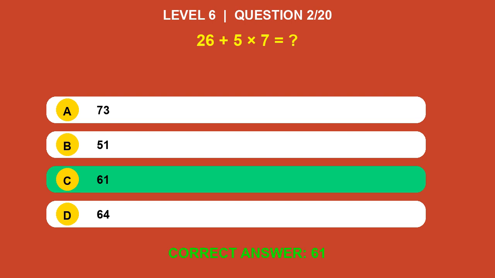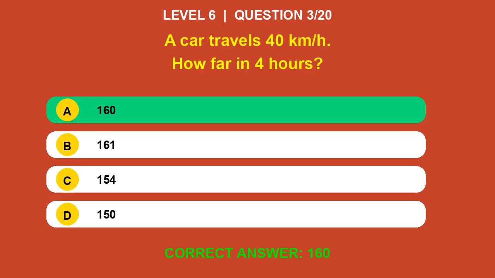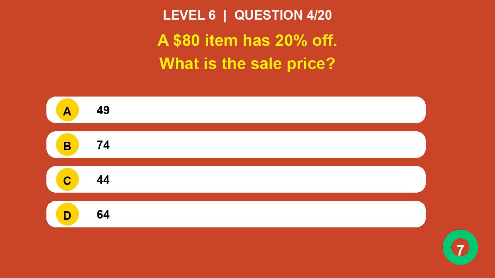Answer is 61. A car travels 40 kilometers per hour. How far in 4 hours? Answer is 160. A $80 item has 20% off.